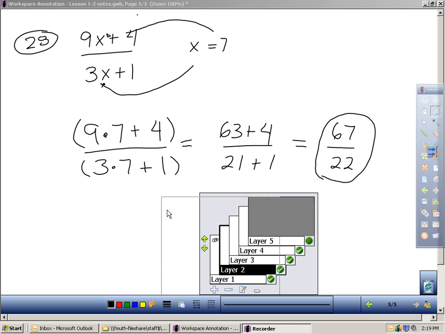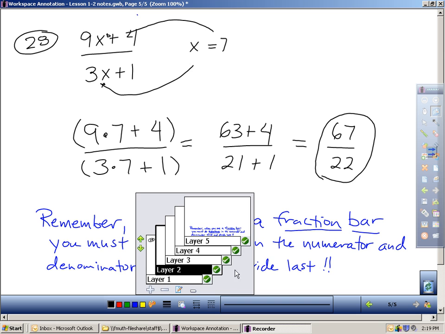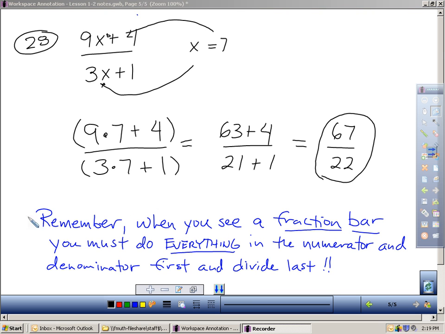Now let's think. Does 22 go into 67 evenly? I know it doesn't. 22 times 3 is 66. I know I can divide 22 by 2, but I can't divide 67 evenly by 2. 67 is an odd number. And I can divide 22 by 11, but I can't divide 67 by 11. I can't reduce that. So 67 over 22 is in lowest terms. So remember, I'm just going to put a little star next to that. Remember, when you see a fraction bar, you got to do everything in the numerator and the denominator first, and you have to divide last. Okay?